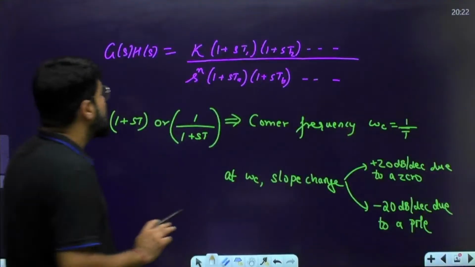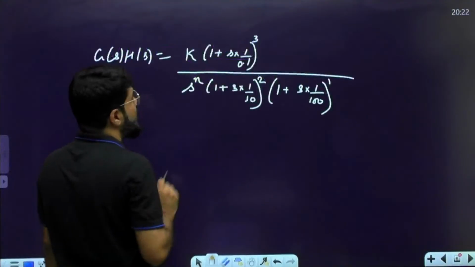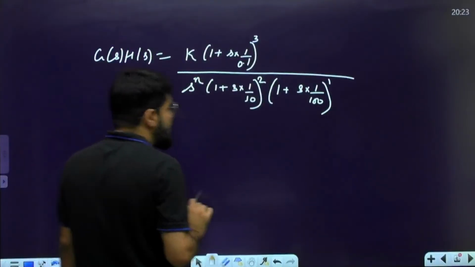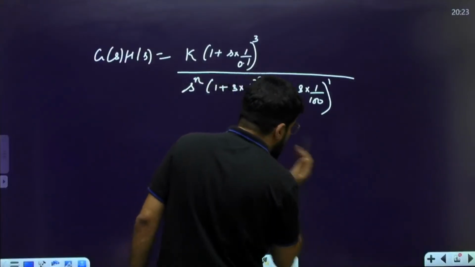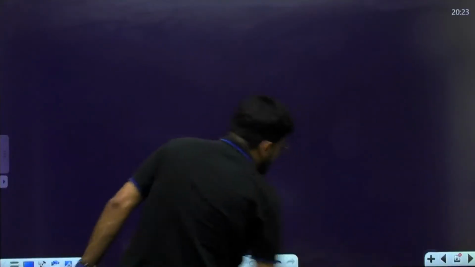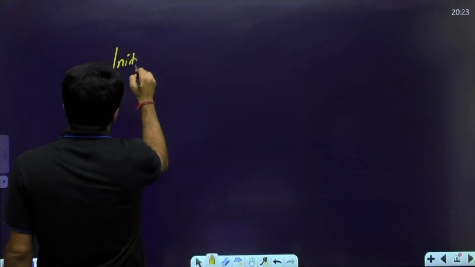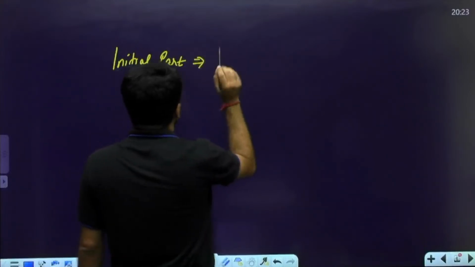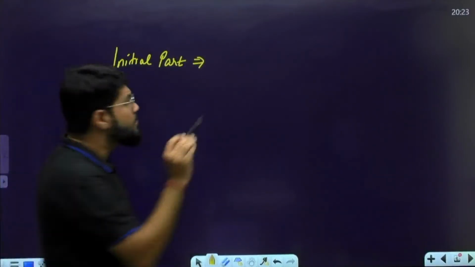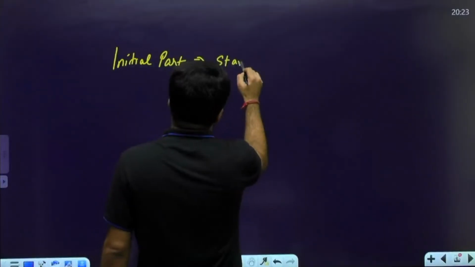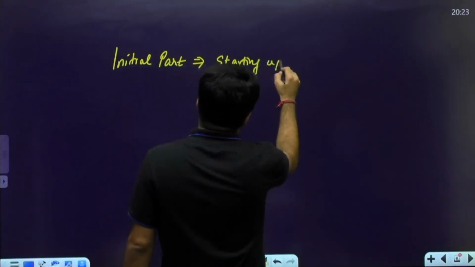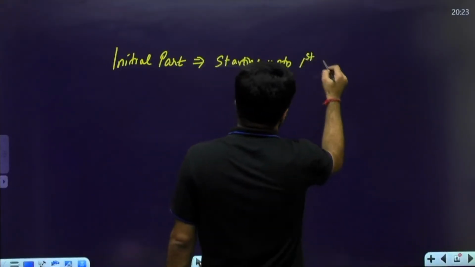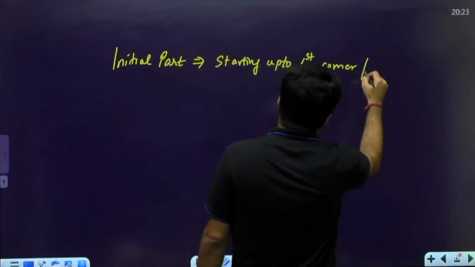Now come to the next part. What is k and what is n? For that, let's talk about the initial part formula. What is the initial part formula? Initial part means from the starting up to whatever is the first corner frequency.